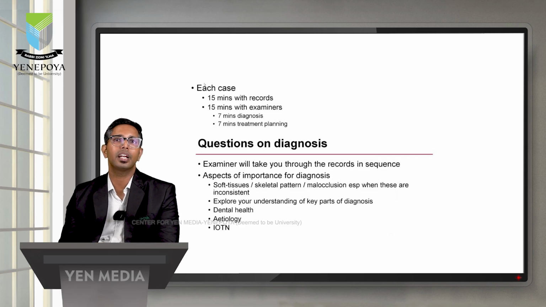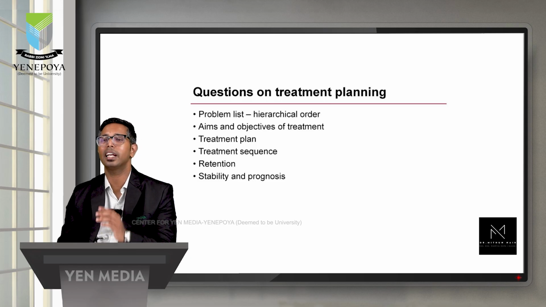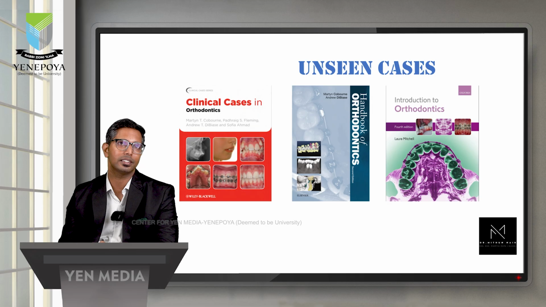The examiner will take you through the records in sequence, aspects of importance for diagnosis: soft tissue, skeletal pattern, malocclusion, and explore your understanding of key parts of the diagnosis, dental health, etiology and IOTM. Questions on treatment planning: problem list in hierarchical order, aims and objectives of the treatment plan, the treatment sequence, retention and stability and prognosis. This is the hierarchy of the treatment plan questions which will come no matter what the case is.